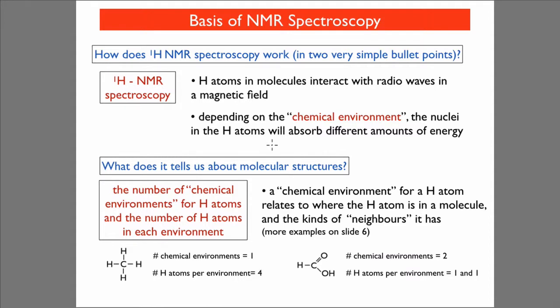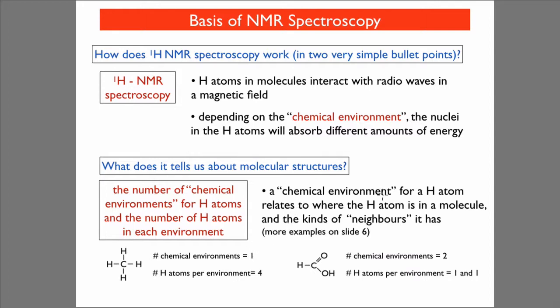So what does it tell us about molecular structure? Well, it tells us the number of chemical environments for hydrogen atoms and the number of hydrogen atoms in each environment. We've got methane over here, and you can see we've got 1, 2, 3, 4 hydrogen atoms, but each one of them is in the same environment. Okay, so there's one chemical environment.